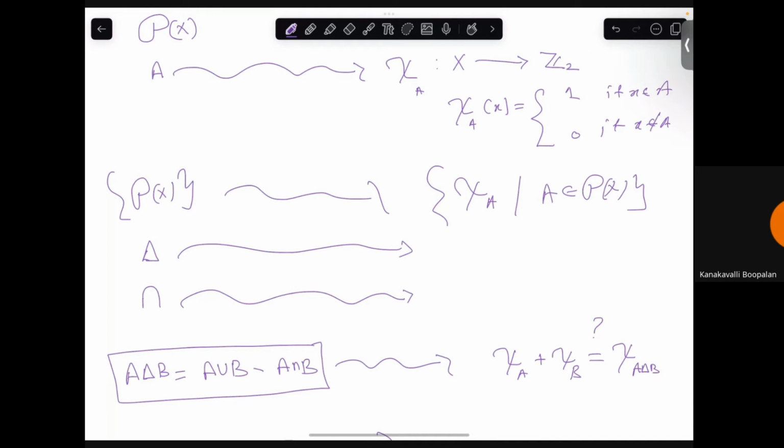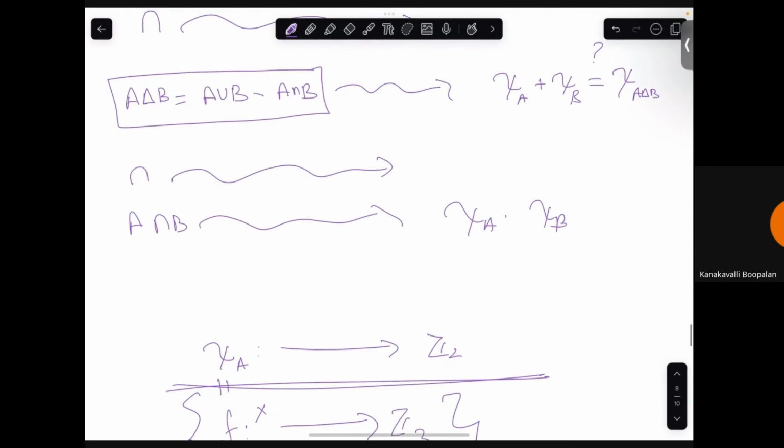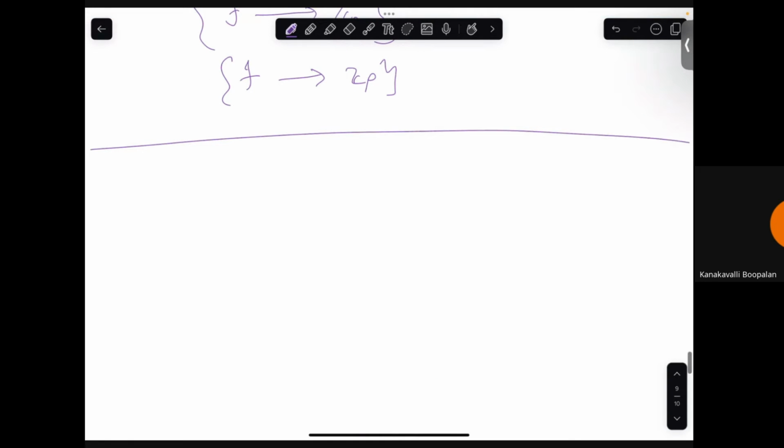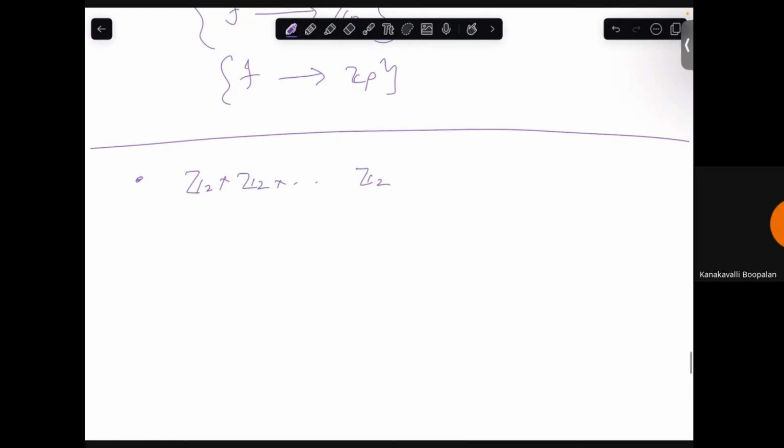Let's come back to our CSIR thing. So in CSIR, this is being asked. One of the questions says: Z2 cross Z2 cross Z2, is it a Boolean ring? That is a question. Is it a Boolean ring? Yes, it is a Boolean ring.